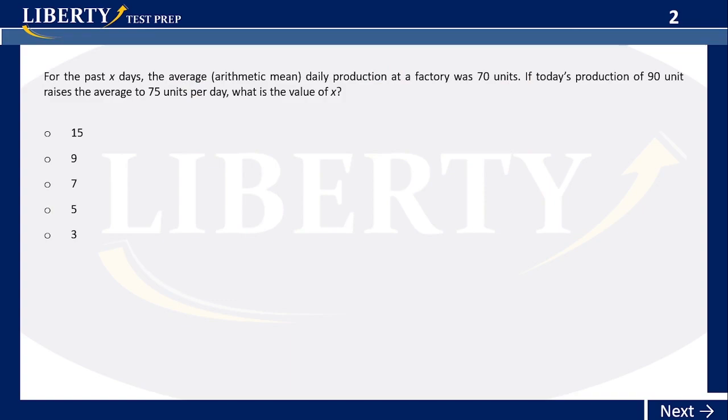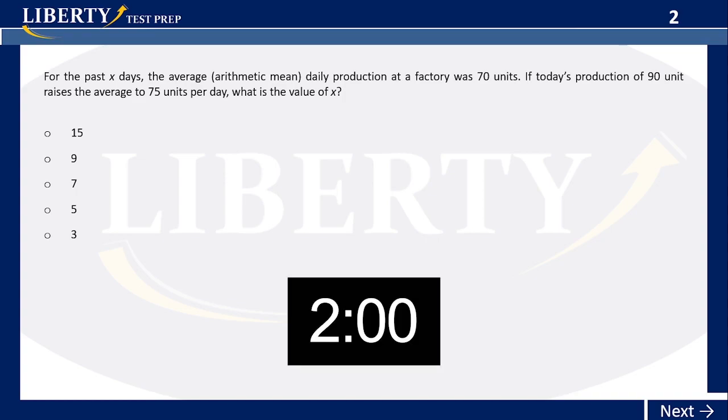This one, number 2. Again, you got 2 minutes, and then we'll be going over this together.